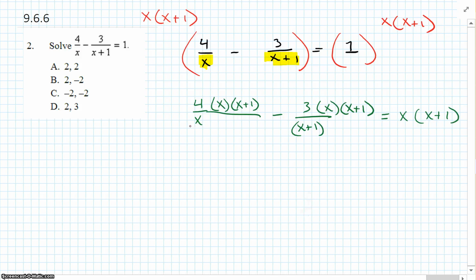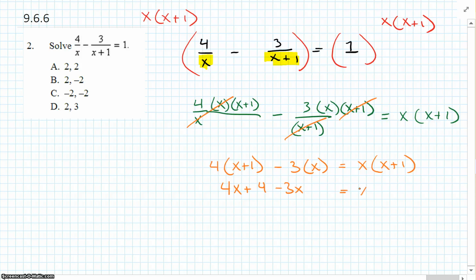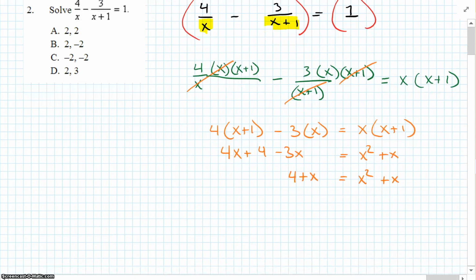Now, simplify. Those x's cancel and those cancel. So now I have 4 times x plus 1 minus 3 times x equals x times x plus 1. Okay, let's distribute. So it's going to be 4x plus 4 minus 3x equals x squared plus x. Okay, so let's simplify. So this side is going to be 4 plus x equals x squared plus x.